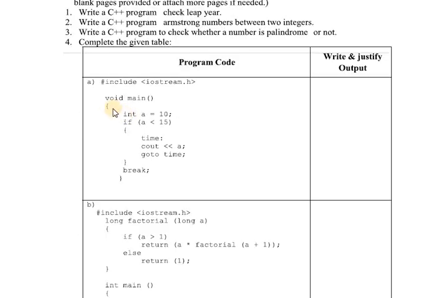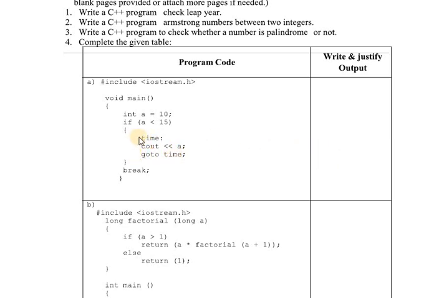So we can solve the first question, that is int main, integer a equal to 10, if a is less than 15. If a is less than 15, then it will come here. So the value of a is 10. 10 is less than 15. This condition is true, then it will come here. Now time is a label. So cout a, it will show the answer, that is a, 10.